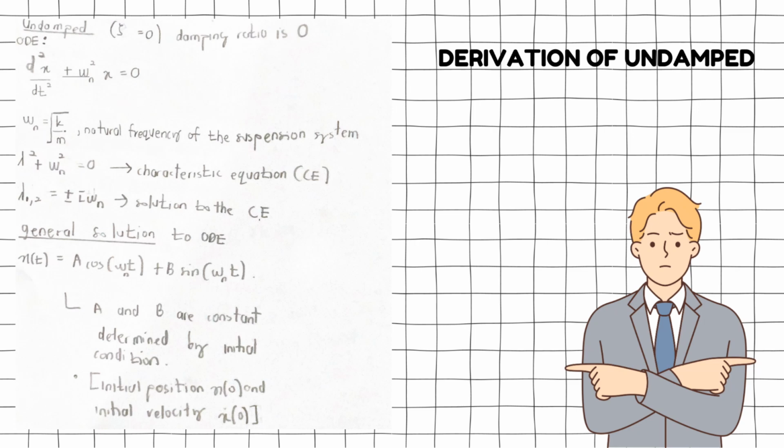For the general solution to the ODE, we have x(t) equals A cos(ω_n t) plus B sin(ω_n t), where A and B are constants determined by initial conditions. The damping ratio for the undamped case is equal to 0. ω_n is the natural frequency of the suspension system, which equals the square root of k over m.